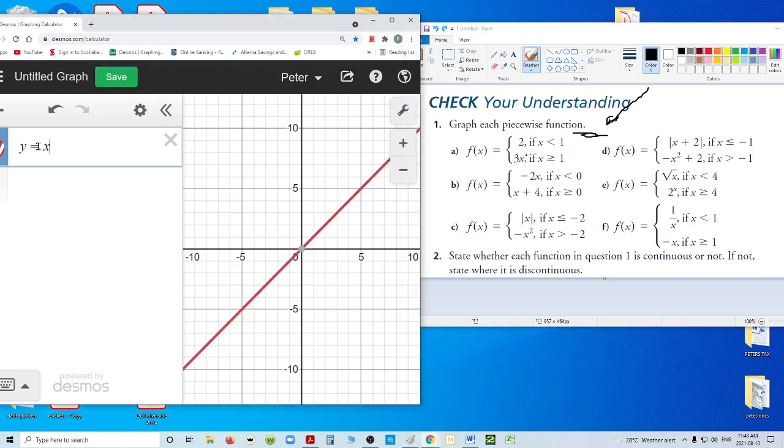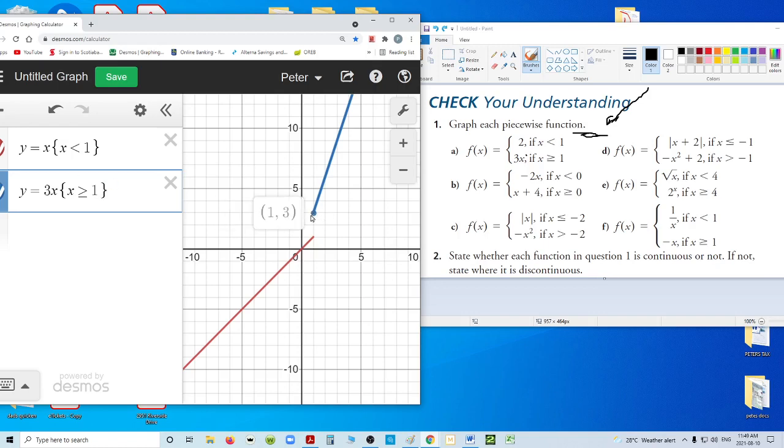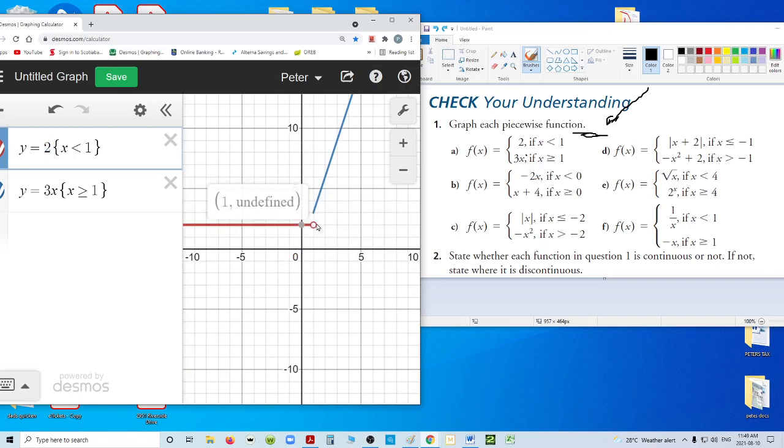Let's make our first line equal to x, and then in brackets, when x is smaller than 1. So there's the first line. And then we can make our second line, y is equal to 3x, but when x is bigger or equal to 1. And boom, there's that big gap I was speaking of. Is this a continuous graph? Of course not. Notice that at 1, it's undefined here. Oh, it's not y is equal to x over there, it's y is equal to 2. So there's the horizontal line. Notice at 1, it's undefined here, but at the blue line, it is defined because the 1 is included in the blue line. But there's still a big gap.